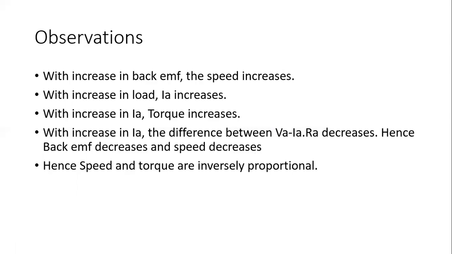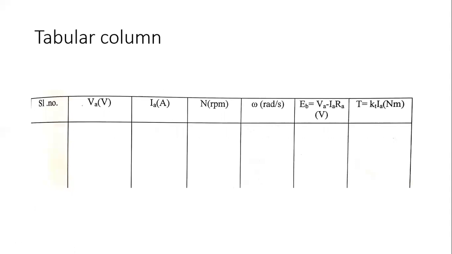Now, making use of your third and fourth points, we'll be able to define the relationship that exists between the torque as well as speed. Both of these are dependent on the value of IA. With the increase in the value of IA, the torque is going to increase, and with the increase in the value of IA, the speed is going to decrease. Therefore, you can say that the speed as well as the torque component are inversely proportional to each other. So keeping this in mind, we are going to carry out the tabulation.